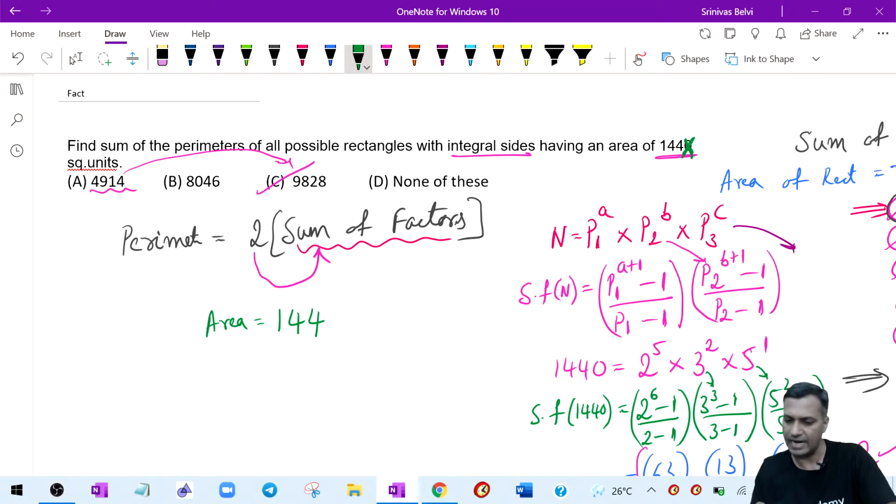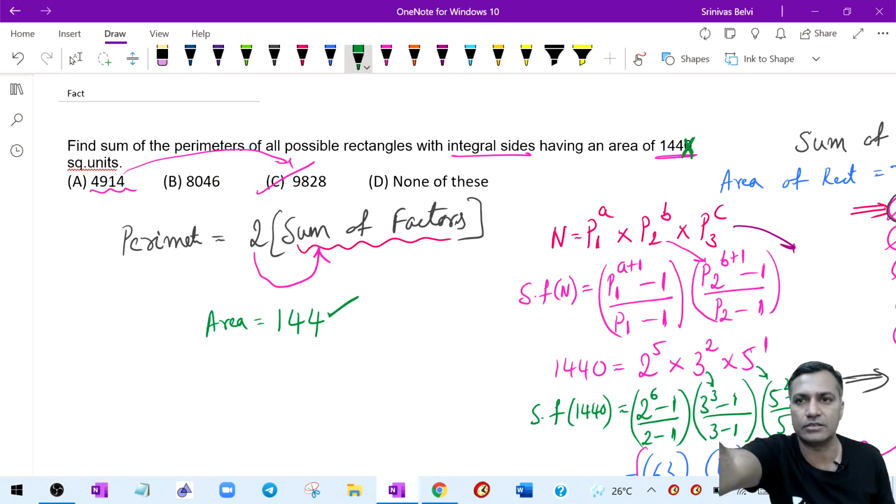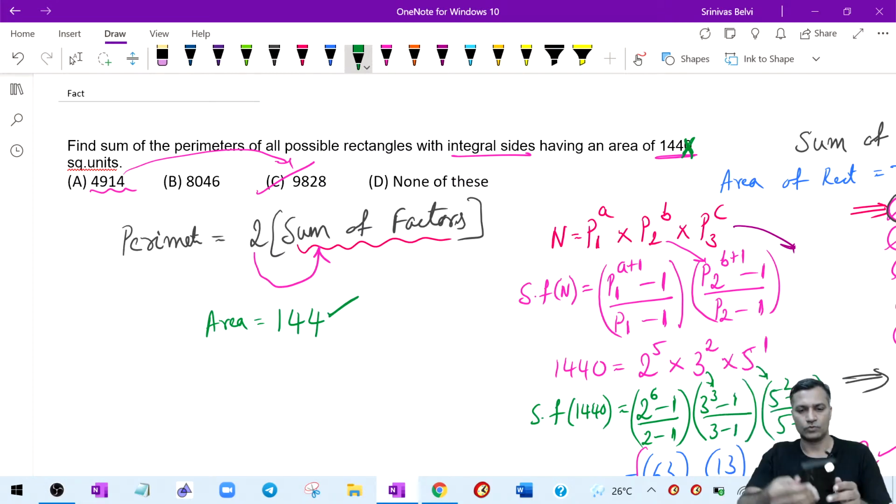It's a small number. Everybody calculate and type the answer. 144 is the area. Sides are integers. What is the sum of the perimeters of all possible rectangles that can be drawn? Go ahead. Everybody answer this question.